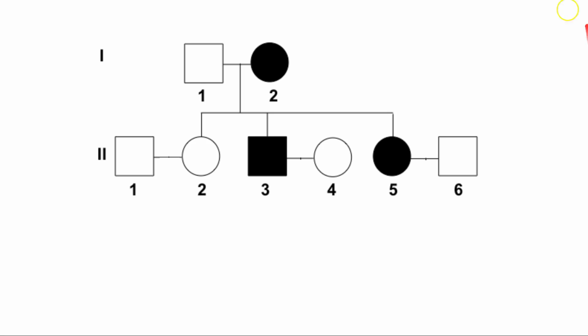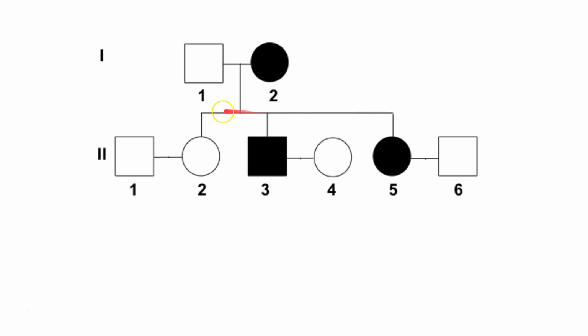Let me orient you to this really quick. Circles are females, squares are males. If the shape is filled in, then the person has the condition. This line represents what's called a marriage line. These people had kids. It doesn't necessarily mean that they were married; that's just what they call it. Individual 1 and 2 had kids.